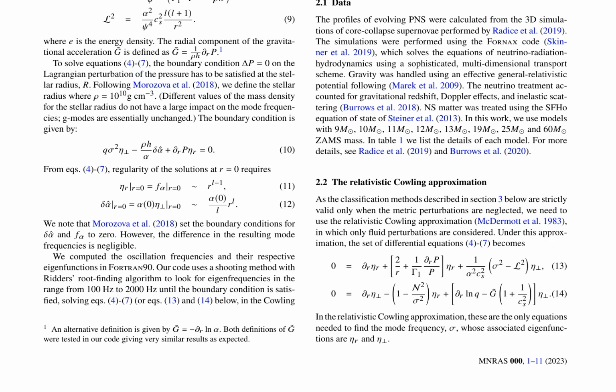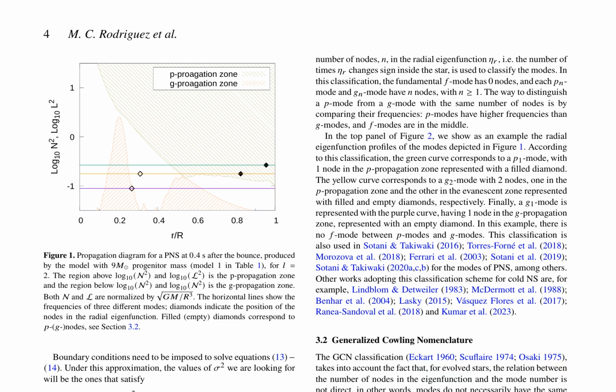The GCN classification, on the other hand, takes into account the evolution of the star and considers the difference between the number of P nodes and g nodes, denoted as n. This classification scheme conserves the mode number as the star evolves and can distinguish between P modes and G modes based on the sign of n.